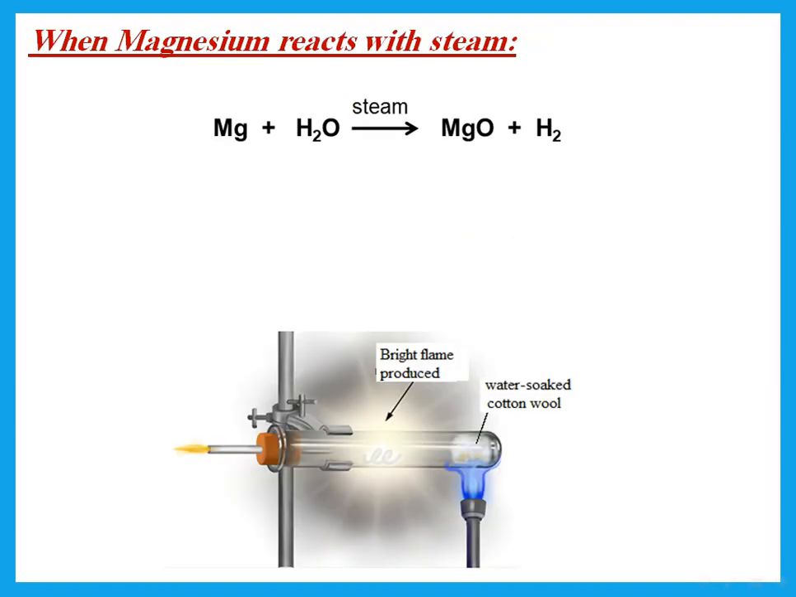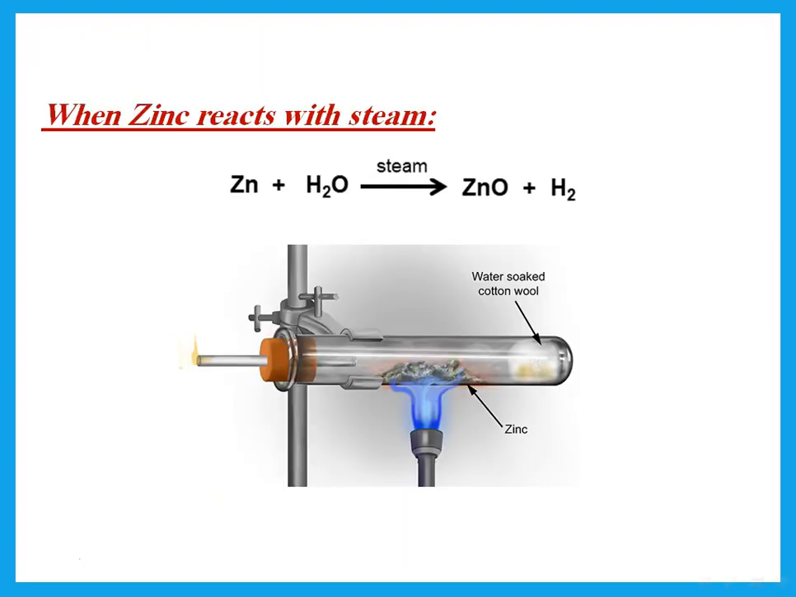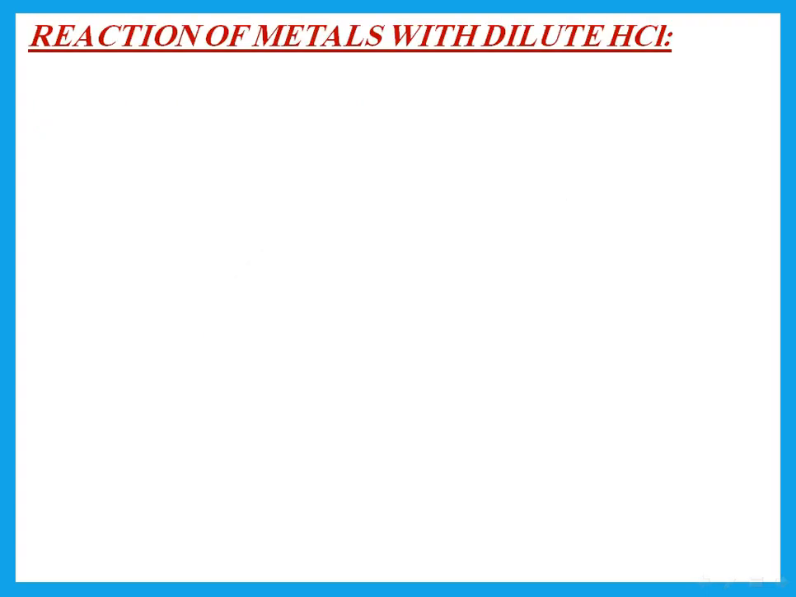You're supposed to remember. When magnesium reacts with steam, now starting from magnesium, zinc, iron, and so on, these will react with steam. When they react with steam, they give the oxide plus hydrogen. So when I react magnesium with steam, the magnesium burns with a bright flame. The magnesium oxide that is formed is a white solid, and I have hydrogen gas coming out. The same with zinc, it will give zinc oxide plus hydrogen.